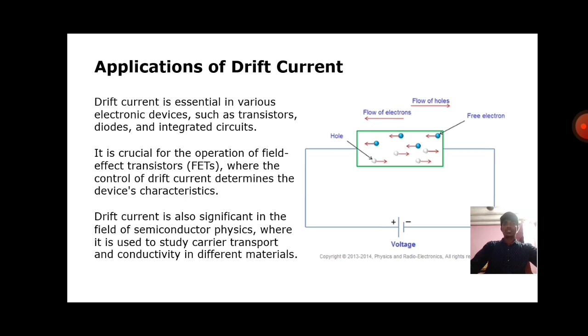Applications of drift current. Drift current is utilized in various electronic devices such as transistors, diodes, and integrated circuits. It is crucial for the operation of field effect transistors, where the control of drift current determines the device characteristics. Drift current is also significant in the field of semiconductor physics, where it is used to study carrier transport and conductivity in different materials.